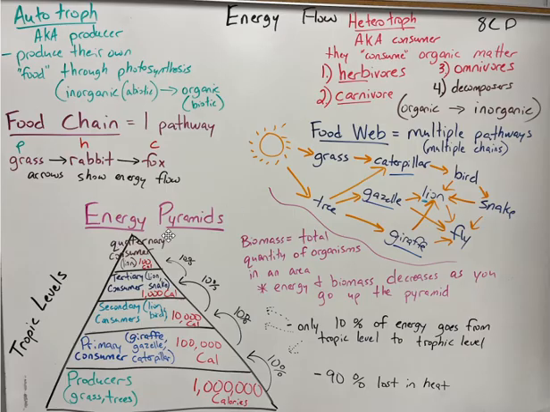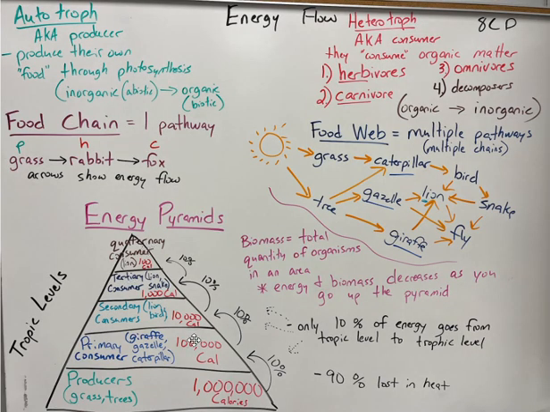So let's get down here to energy pyramids. The goal of the energy pyramid is to show how much energy, or we could also use this for mass, but show how much energy is being taken from one level to the next, or how much is going from one level to the next. And we call these different levels trophic levels.